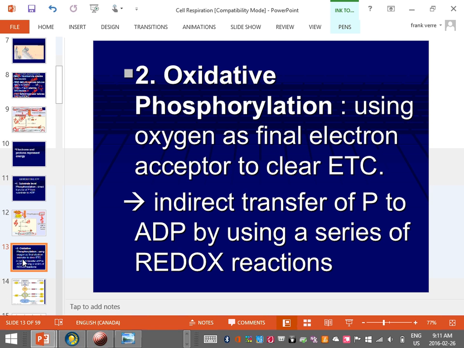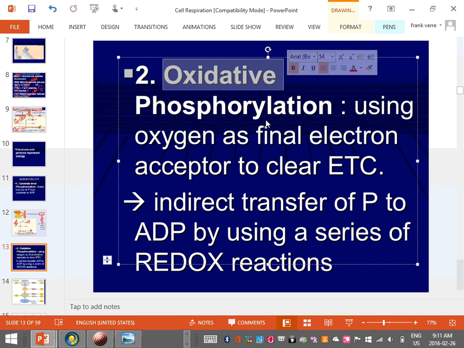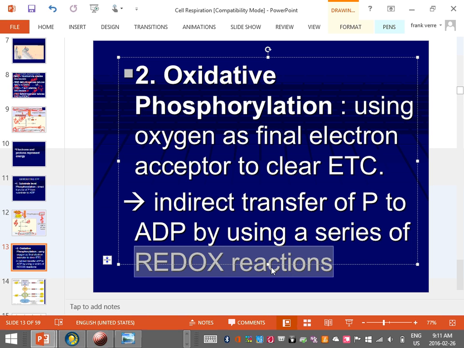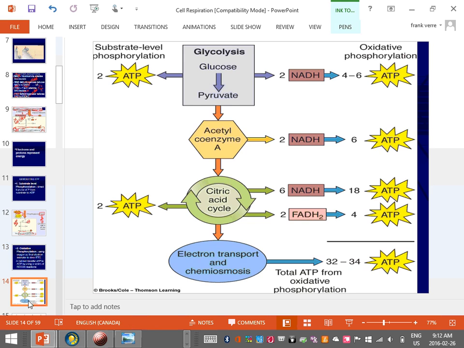We're going to spend virtually the rest of the time talking about how we make it using oxygen. That's what oxidative phosphorylation refers to: using oxygen to make energy. And you can see it's really important. You're going to see a whole bunch of redox reactions, which involve the transfer of electrons and protons. And the reason why we're going to spend so much time on it is to take a look at this.